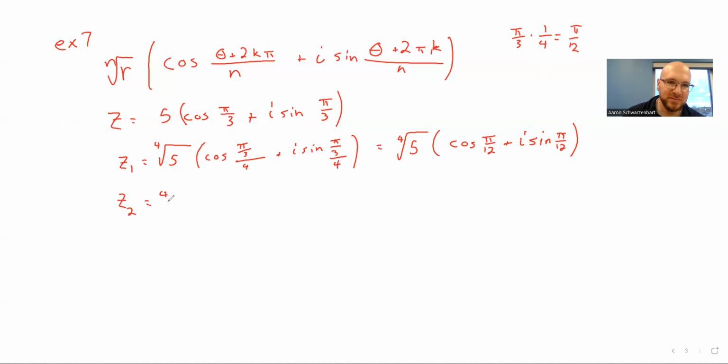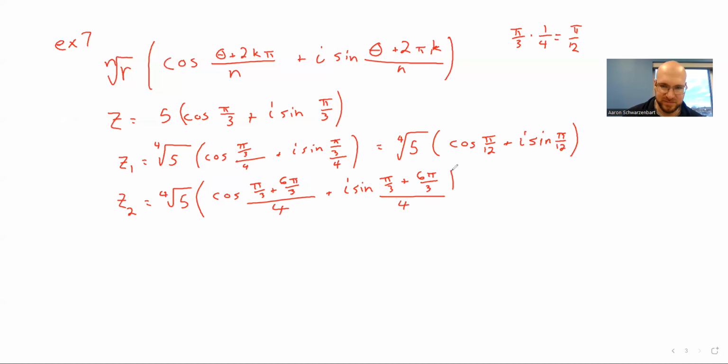My second root of unity, now I'm going to add 2 pi. 2 pi in thirds is 6 pi over 3. I guess I don't really need the parentheses here. So I'm adding 2 pi, and I'm just showing that with the common denominator. So again, pi plus 6 pi is 7 pi. And again, it's going to end up over 12.